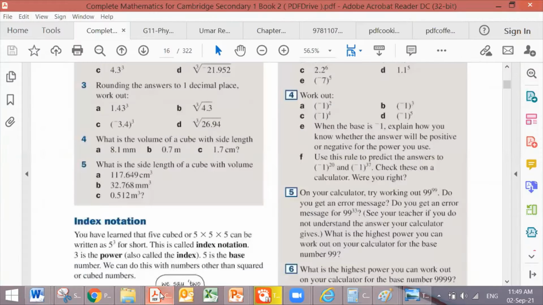Okay, now the next question is the last question. What is the side length of a cube with volume?